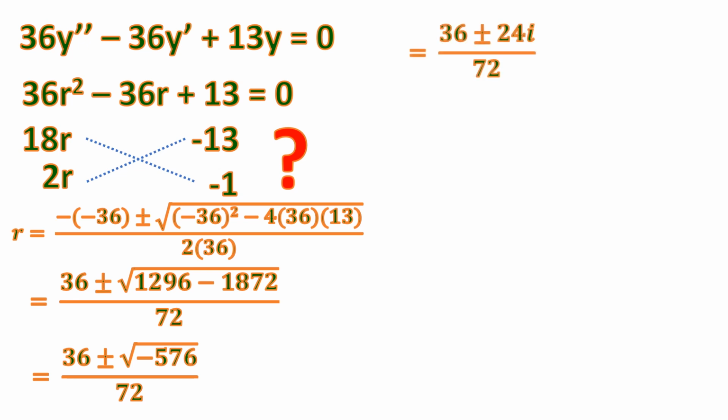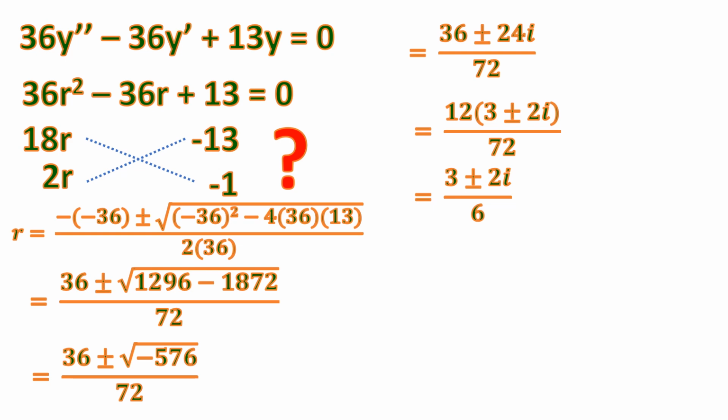Then take the square root of 576, which is 24. So you can use a calculator for that to make it easier. But it is negative, so we put i, because i is the square root of negative 1. And then we simplify this, taking 12, because 12 is a factor of 36 and 24, so that we can reduce it into 3 plus or minus 2i over 6, because 12 and 72 can be cancelled. 72 divided by 12 is 6.